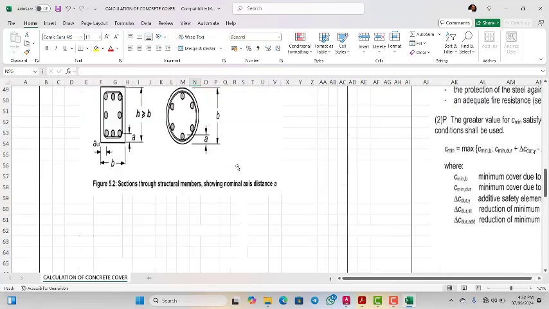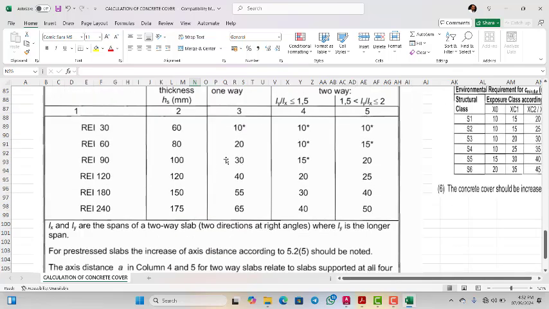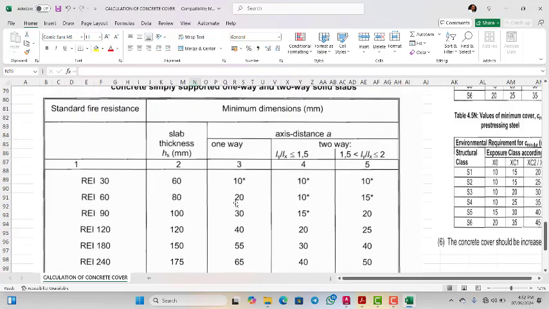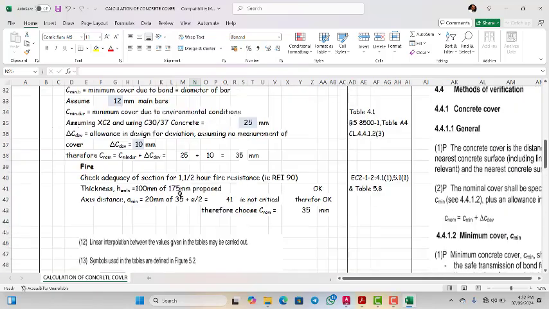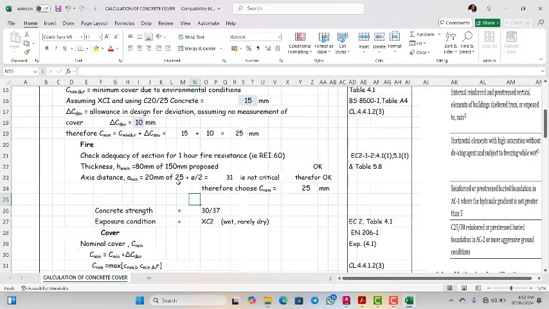Now, how do we get this 20? This is where we got the 20, where it is assumed that it was one way. So the axis distance here becomes 20. That is how we got the 20. Now 20 of 25. The 25 is actually our C norm, that is the nominal cover for that reinforcement.